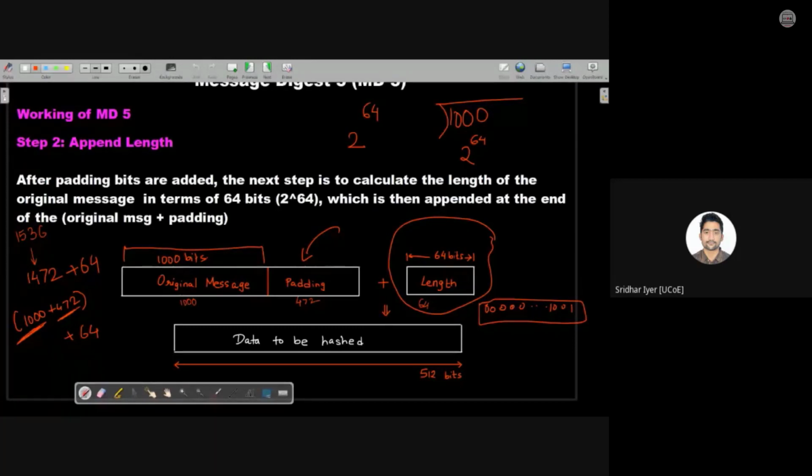So I hope you got this. The original message was 1000 bits. We added a padding of 472 bits so that it becomes 64 bits less than an exact multiple of 512. Exact multiple in our case is how much? Such that it accommodates the entire message. It came out to be the third multiple of 512, which was 1536. Now, if I add 1000 and 472, I still have 64 bits to be filled up.